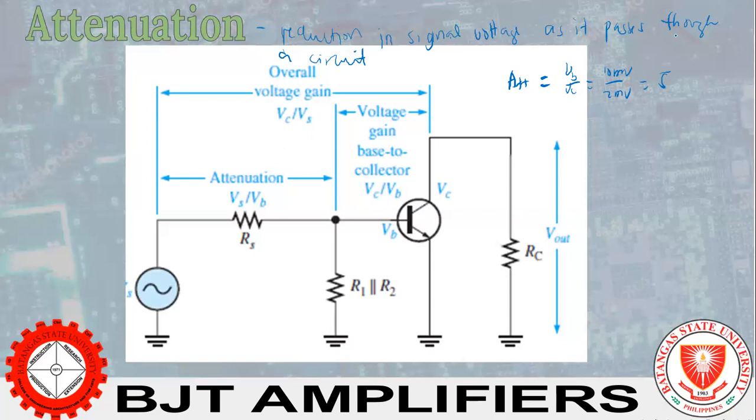So, for the overall voltage gain, we have VC over VS. The attenuation is VS over VB. The voltage gain from base to collector is VC over VB. It's a gain because it's output over input. The attenuation from the source to the base is VS over VB; the gain is VB over VS. Overall gain is VC over VS, so our attenuation is VS over VC.